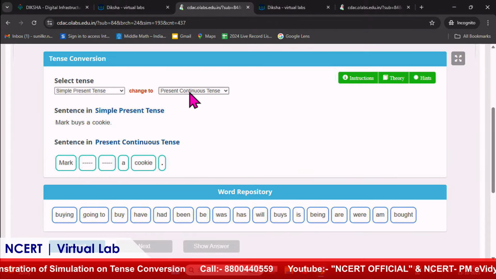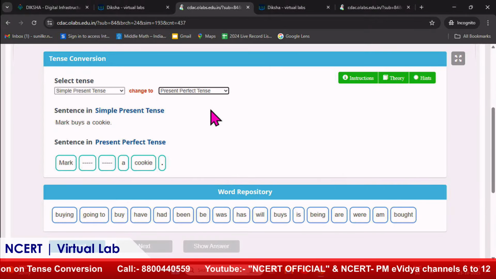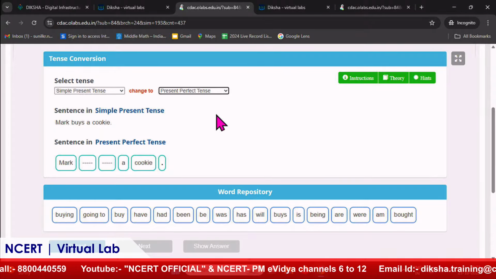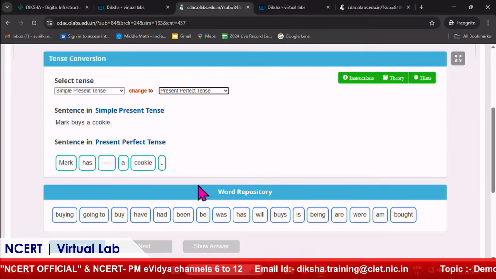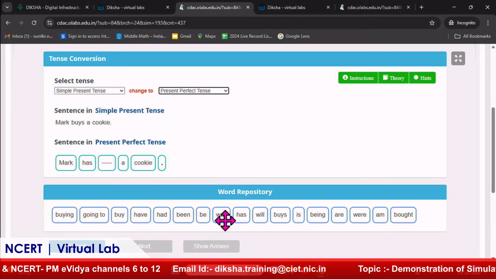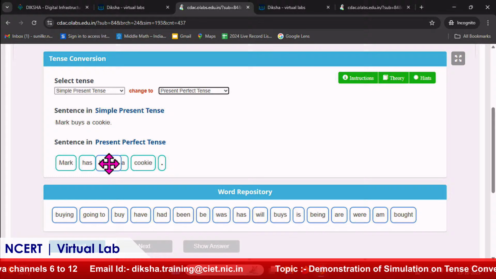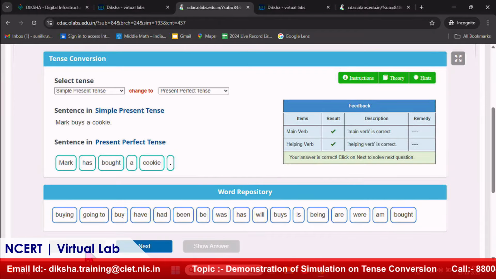Mark buys a cookie, and let's make it present perfect tense. So what should it be? We have to first of all put the auxiliary verb, which is has, then the third form of the verb. Buys gets to bought. So it becomes: Mark has bought a cookie. This activity is already completed in the perfect tense. Let's see.